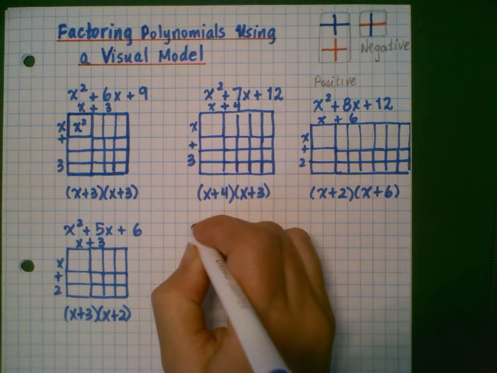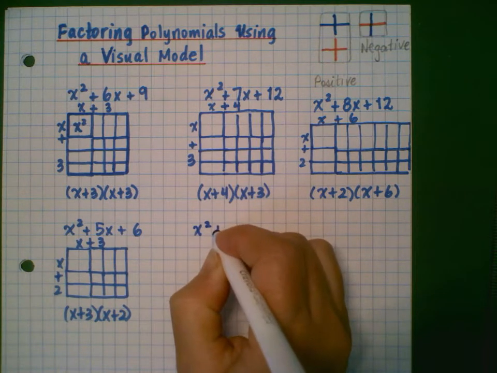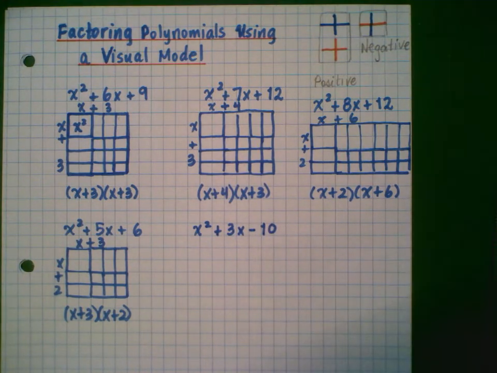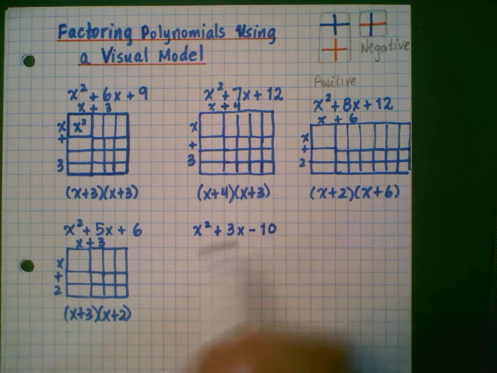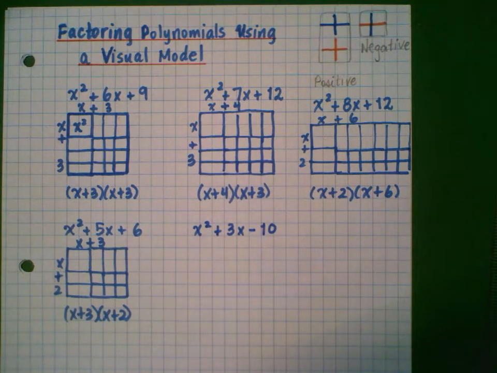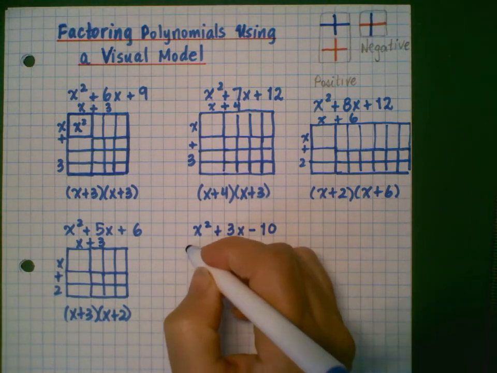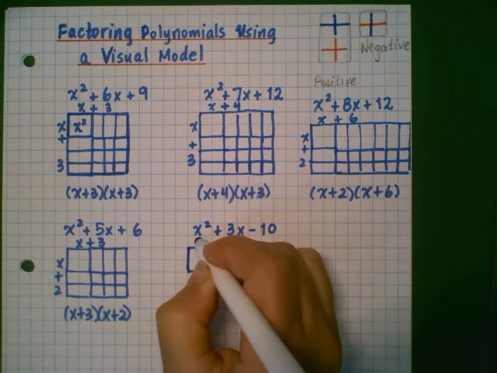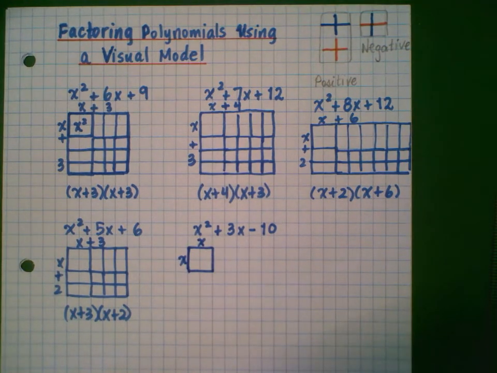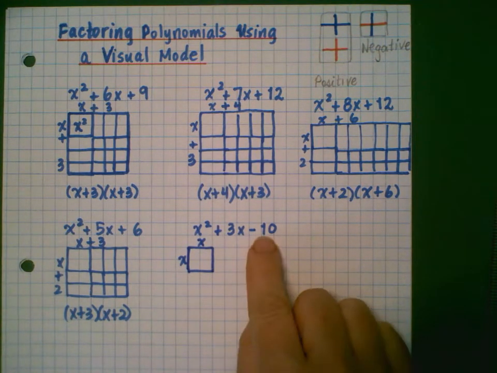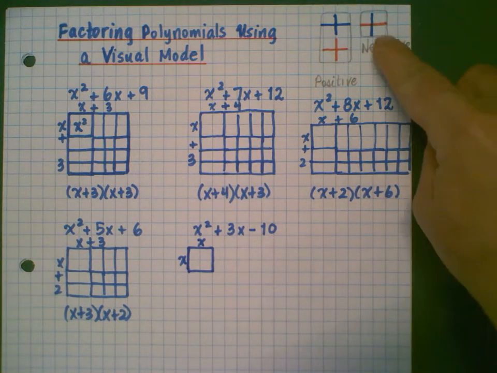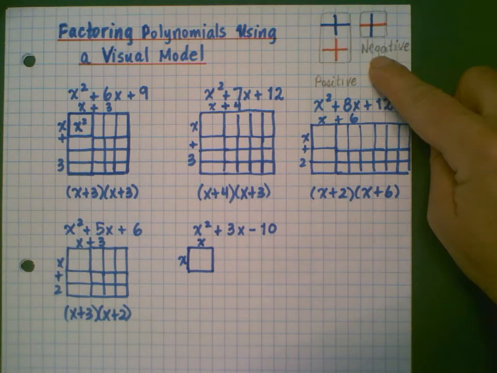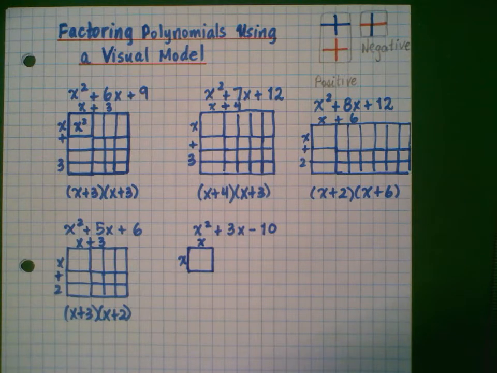Okay, the first one we're going to look at is x squared plus 3x minus 10. So in this case, the constant term 10 is negative. That's going to change something a little bit. So as before, I'm going to draw just a little square to represent the x squared. So that's x by x. And then the minus 10, I'm going to need to create using intersecting blue and red lines because it's negative. Okay, so in this model, I'm using color to represent that.